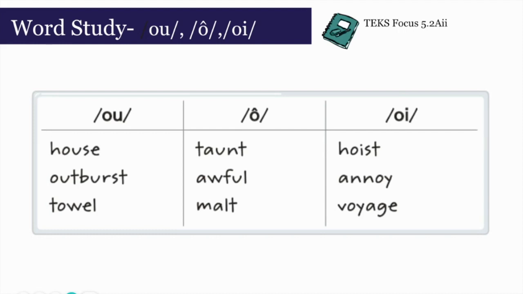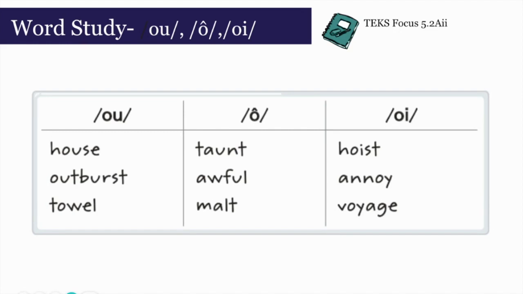And our last column are words that have the vowel oi. And the oi sound can be spelled with the letters O-I or O-Y. Notice that oi contains two sounds. Again, these sounds are examples of diphthongs.